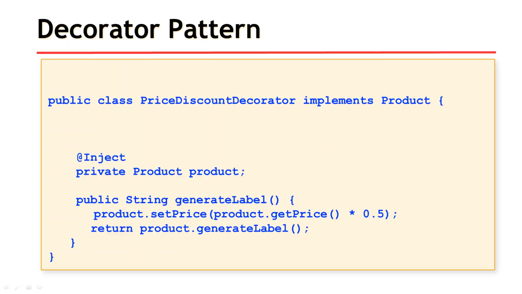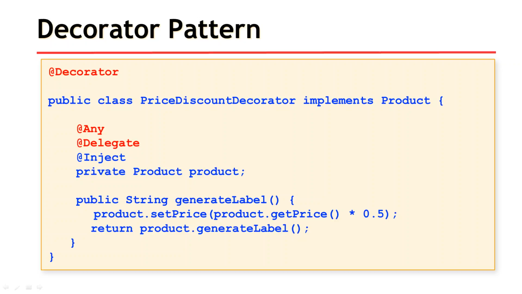Okay, so let's have a look at an example. What we can do is add the decorator annotation to mark the class that will be performing the decorating task, and the delegate and any annotation to the target class. This is where the object to be decorated will be injected into the decorator class. As you can see here, we're creating a price discount decorator. It's implementing the product interface, and we want to discount our product by a certain percentage.